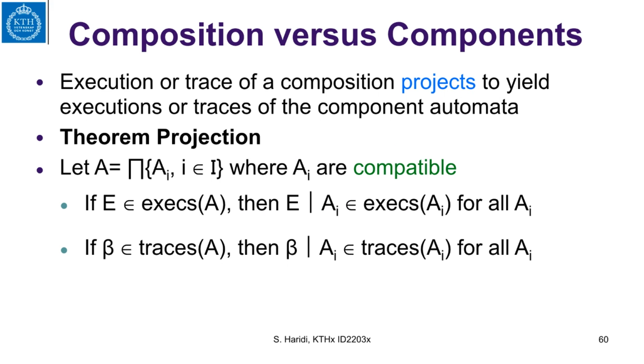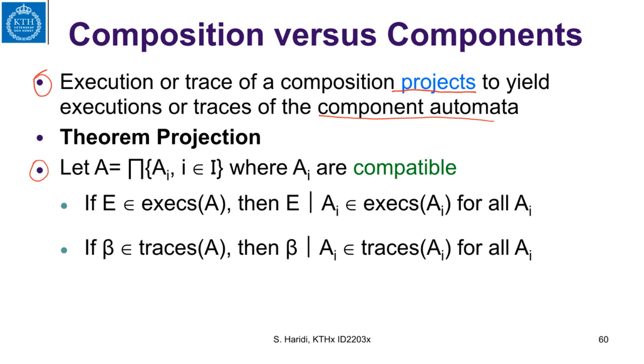So the first theorem we want to state is, given a global execution, an execution of a composed automaton, we can project this execution into each component, and we get a legal execution of each component. So executions or traces of a composed automaton will project to give us executions or traces of component automata.